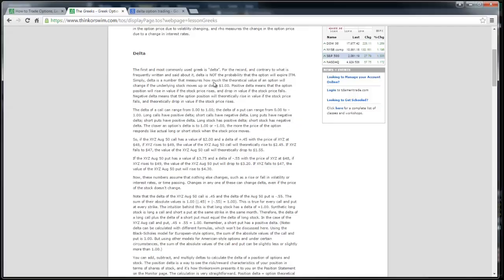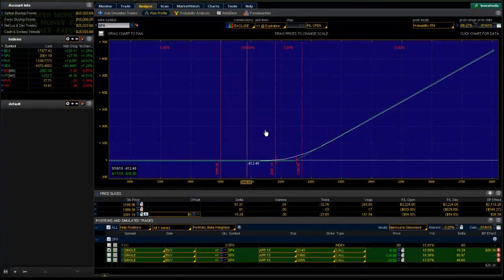Remember what it said right here. Simply, delta is a number that measures how much the theoretical value of an option will change if the underlying stock moves up or down $1. Now, theoretical value just means that this is the platform's best ability to calculate what that option is going to be valued at for a movement in price, right? The true value is when you buy and sell it. So the theoretical value just means if the SPX moves up, you are going to make theoretically $16.29 for every 1 point increase in the SPX.